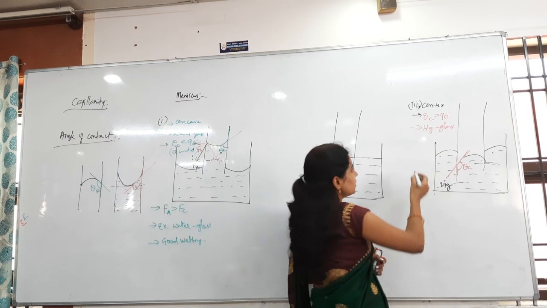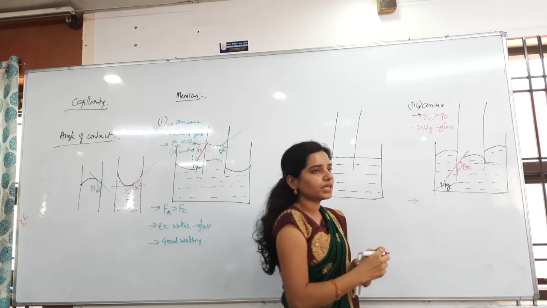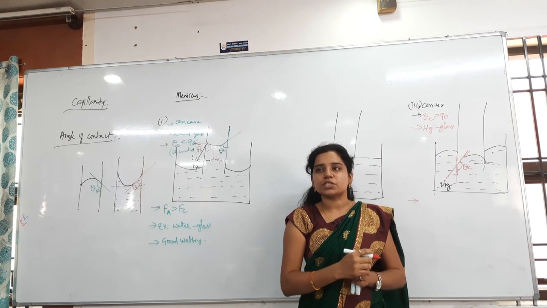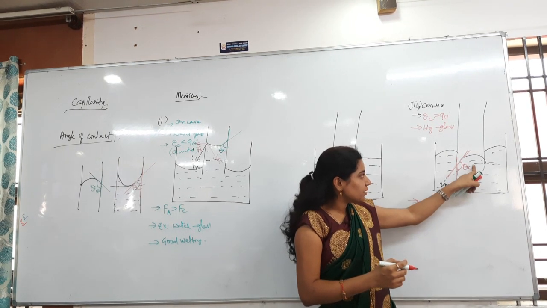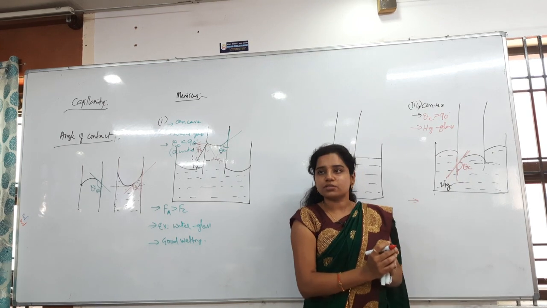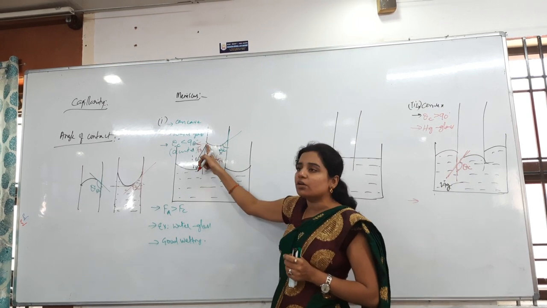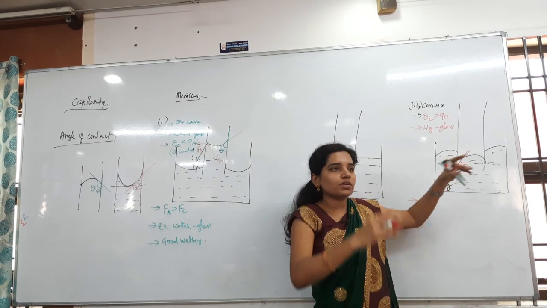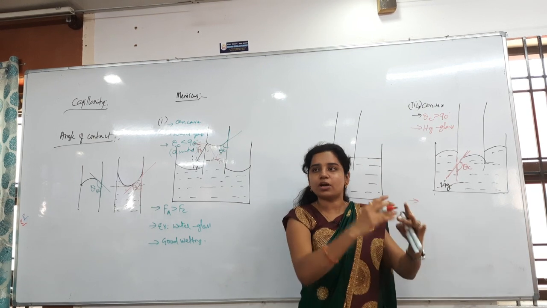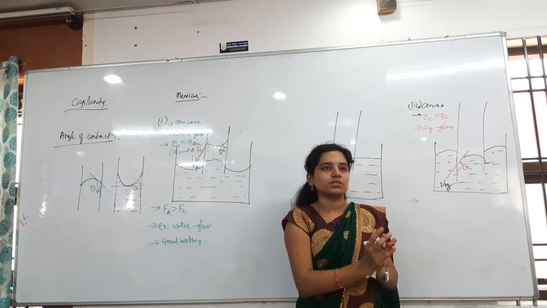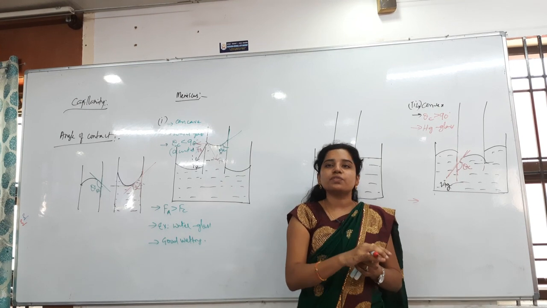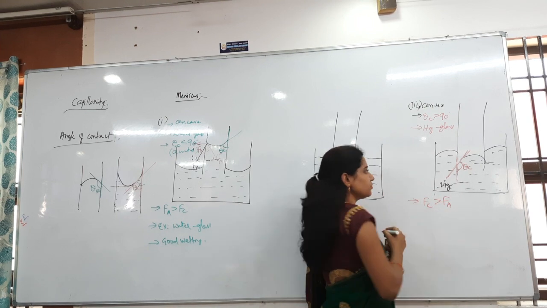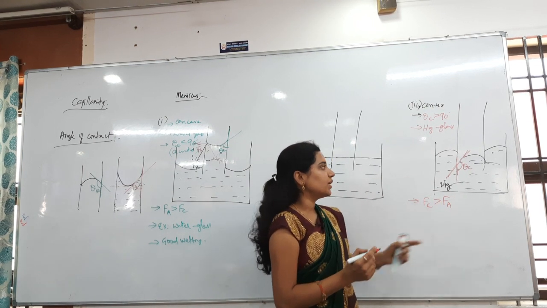Next, between the cohesive and adhesive forces, which will be greater? Cohesive forces are greater than the adhesive forces. Why? That's why the mercury molecules are trying to go along with the mercury molecules. Here the water molecules are trying to go along with the glass molecules. Here they don't want to go along with the glass, so they stay with their own molecules, mercury molecules with mercury molecules only. So which forces are more here? Cohesive forces are more as compared to adhesive forces. So Fc is greater than F adhesive. That is about the cohesive and adhesive forces.